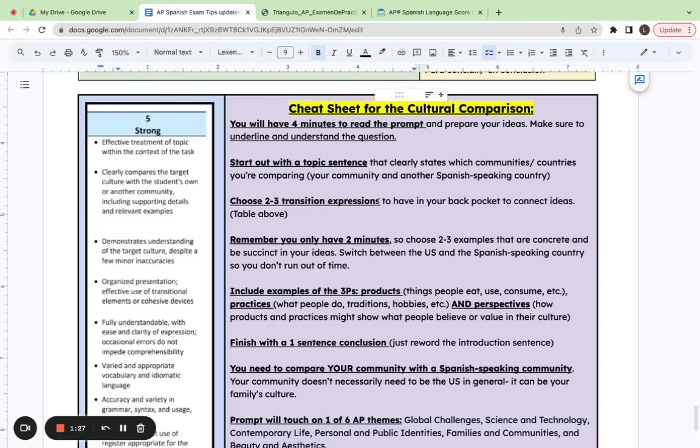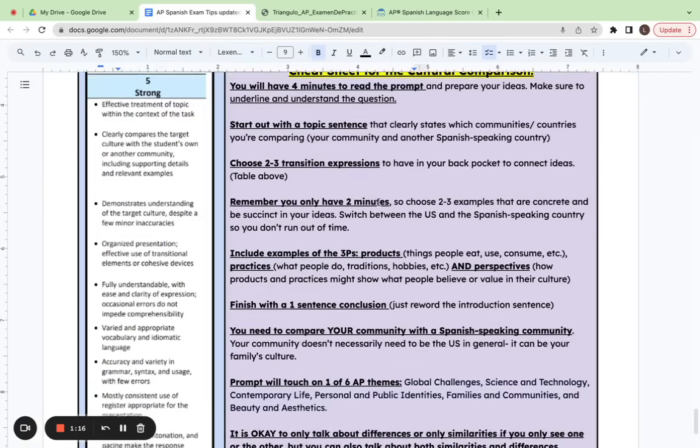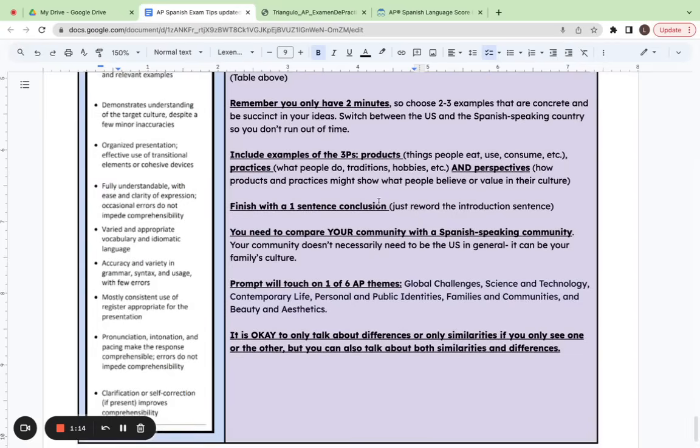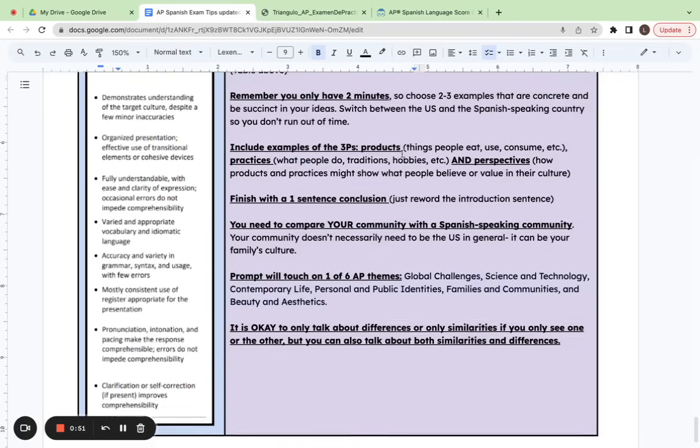You're choosing 2 to 3 transition expressions that you're going to use throughout the piece. So, por un lado, por otro lado, por ejemplo, además. You'll have those with you so you don't get stuck. Remember, you only have 2 minutes, so you want to think of 2 to 3 examples that are concrete and again include products, practices, and perspectives, and not be too vague. Try and be more specific and maybe focus in on one community instead of jumping around too much. Like I just mentioned again, you want those 3 Ps, the products, practices, and perspectives, to score a 5.